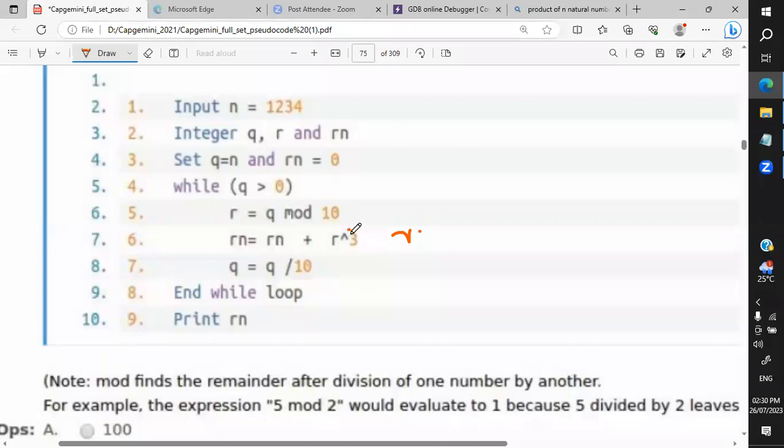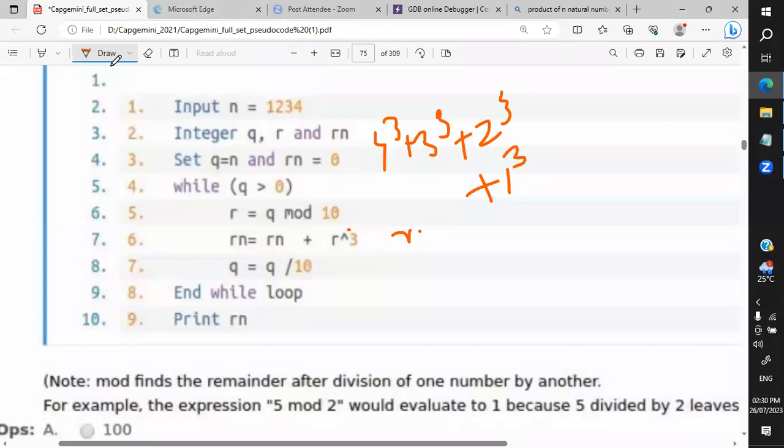Everyone, if you observe, it's a very simple thing. If you remember, we calculated reverse. Instead of adding R simply and multiplying Rn with 10, we are adding R power 3 every time. That means getting the last digit and finding the cube of it. 4 power 3, plus again get the last digit, 3 power 3. Again get the last digit, 2 power 3. Again get the last digit. We have done a lot of questions like this. Similar questions. So it is just adding the cubes here.